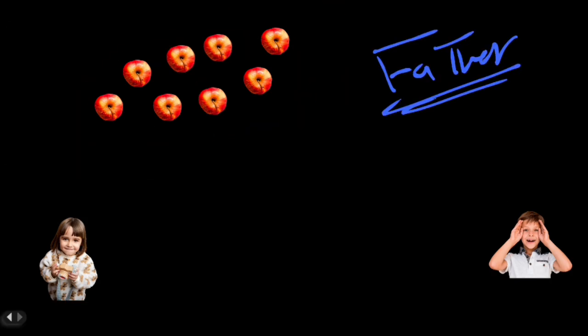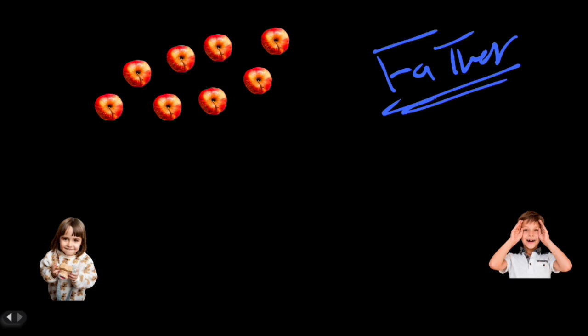The father wants to distribute these apples over the two children. So I need to know how many apples each one of these children will take. When I'm distributing, I will distribute equally, so both will take the same number. If Alex takes 5, Zoe will also take 5.